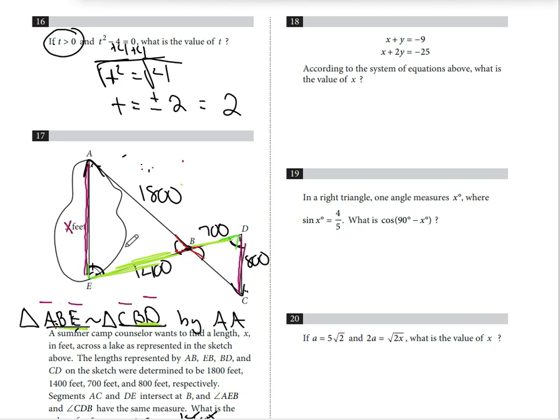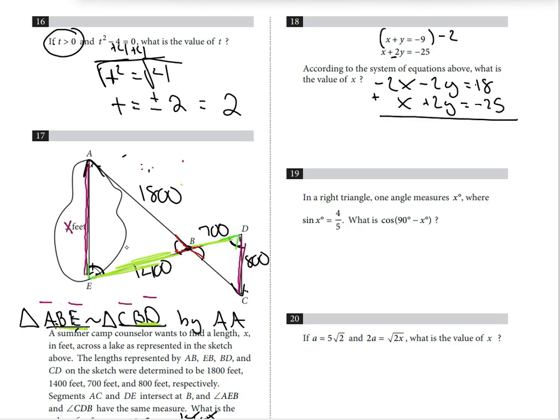According to the system of equations, what is the value of x? So let's solve our system. If we want to solve for x, we should eliminate y to get x by itself. My coefficient here is 2, so I'm going to multiply that top equation by -2. So I'm going to have -2x minus 2y equals 18. And that bottom equation is going to be x plus 2y equals -25.